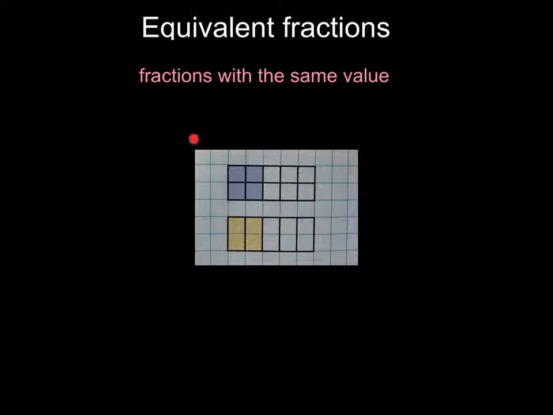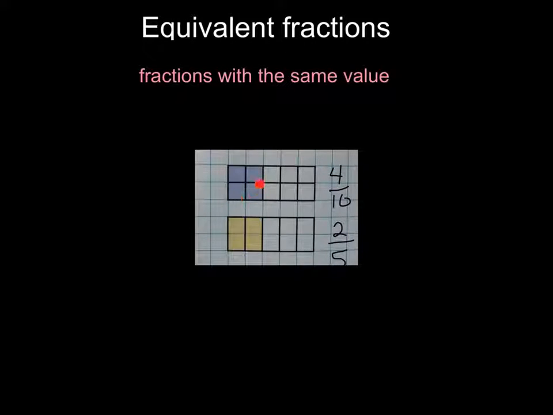So if you look at this example right here, this little picture, in this top picture we can see that there are 10 total parts, and 4 of them are shaded. So my fraction here is 4/10. In this picture down here, you can see I have 1, 2, 3, 4, 5 parts, and 2 of them are shaded. So my fraction here is 2/5.